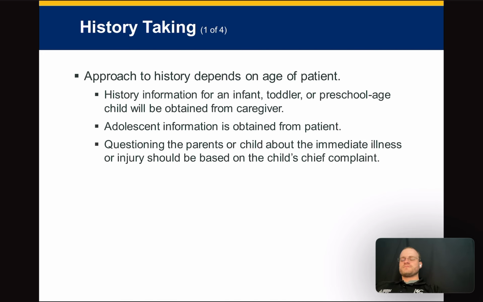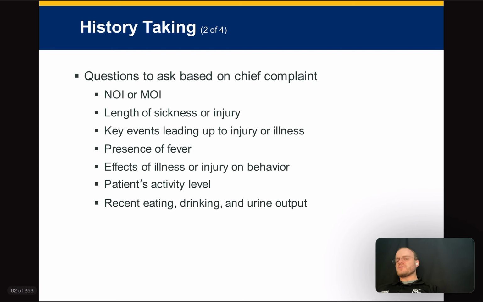So taking the history of a patient depends on the age, right? You're not going to talk to an infant, but a preschool age or an adolescent, yeah, you could probably talk to the patient. Questioning the parents or child about the immediate illness or injury should be based on the child's chief complaint. If you suspect abuse, which we'll talk about, sometimes it's nice to talk to the child alone just for a moment, or with sensitive things, like the patient has vaginal bleeding or lower abdominal discomfort.